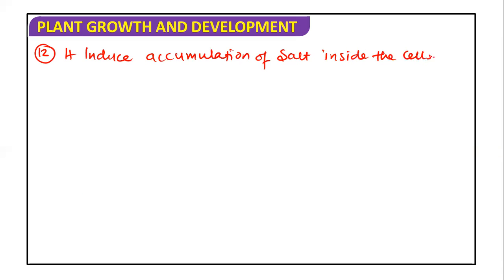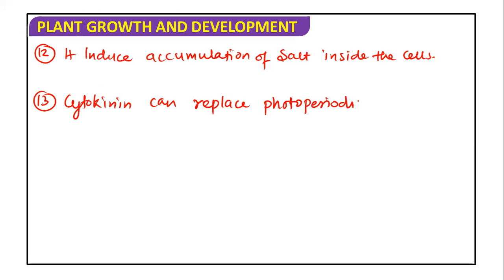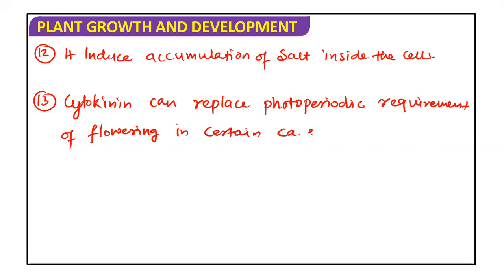Then, if we talk about more effects of cytokinin, it is known that it induces accumulation of salt inside the cells. And 13th is, it is an important point to note that cytokinin can replace the photoperiodic requirement of flowering in certain cases.